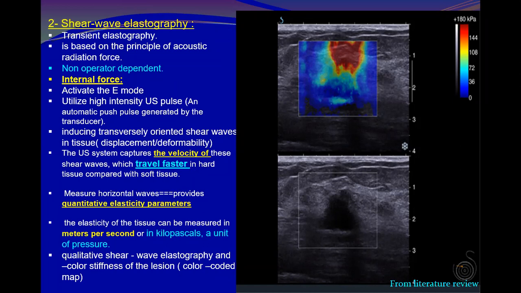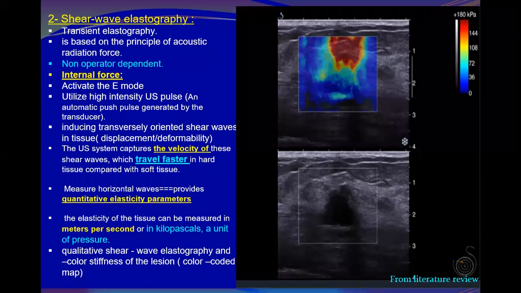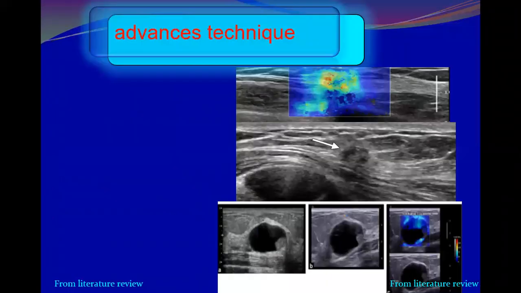Yes. Okay, good. Since it is clear, there are two examples here. Tell me about these examples. For this one, is it a strain or a shear wave elastography? The second one will be for Abir, but the first one is for you, Suhair.